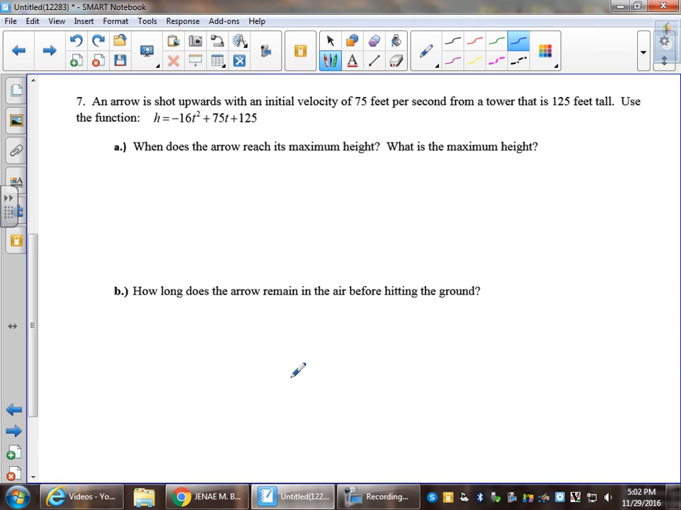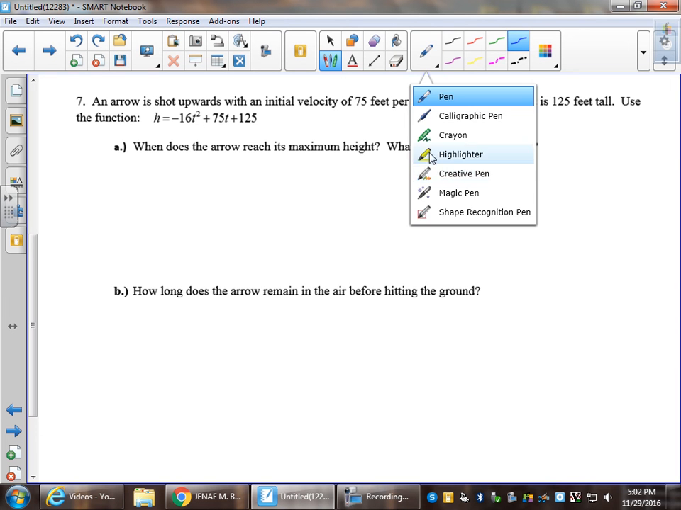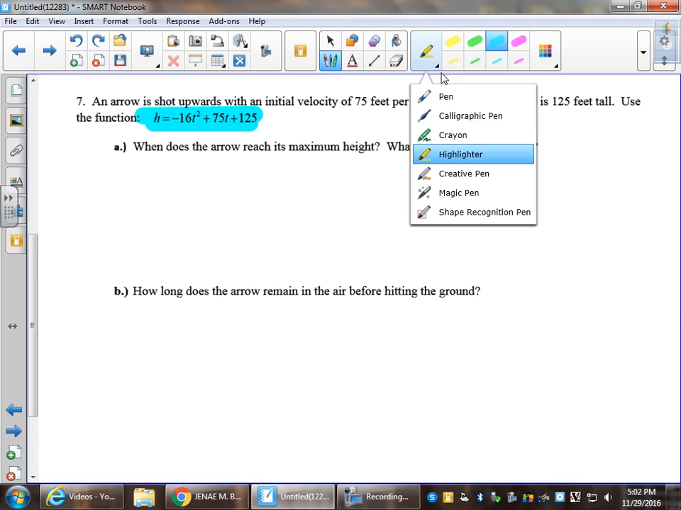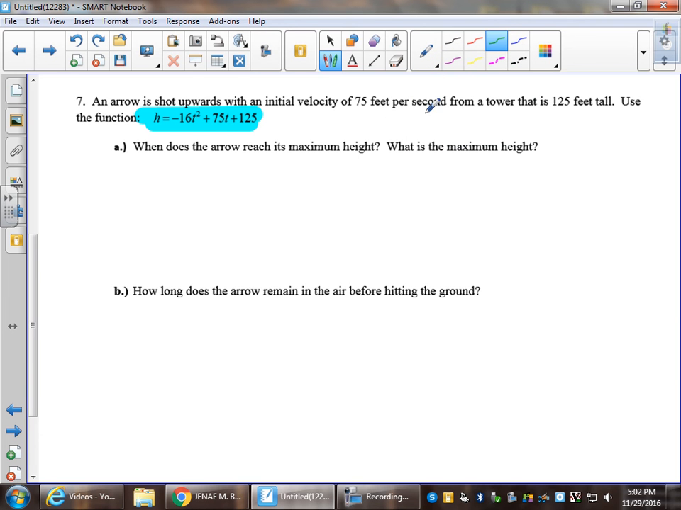Moving on. Number 7, an arrow is shot upwards with an initial velocity of 75 feet per second from a tower that is 125 feet tall. Use the function. Gives me the function. How nice. Highlight it. H equals negative 16t squared plus 75t plus 125. So notice the velocity is right there, v naught t, from a tower that's 125 feet tall. There's my h naught. So there's no need for you to write it. It used that information already and gave you the formula.